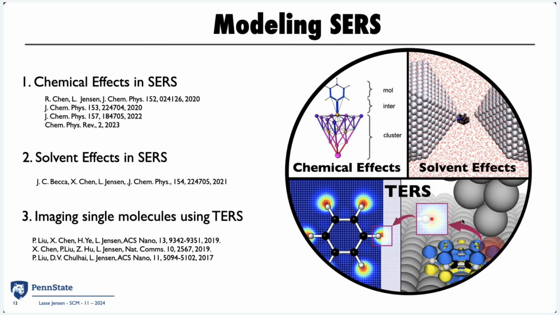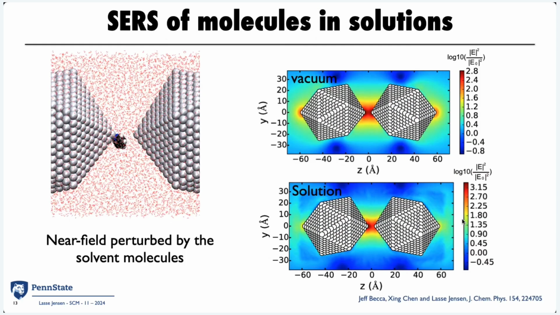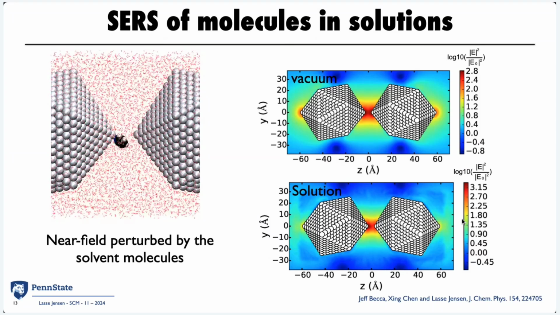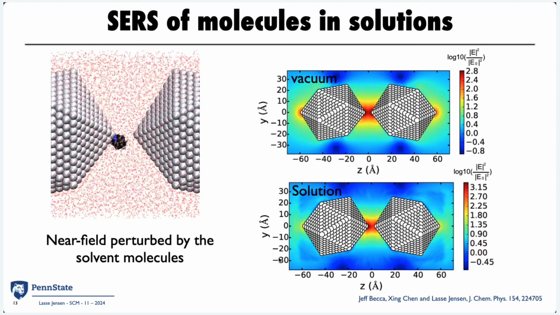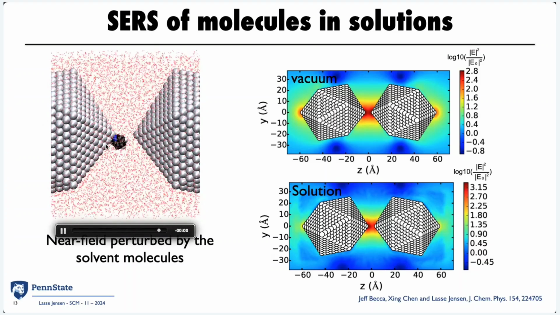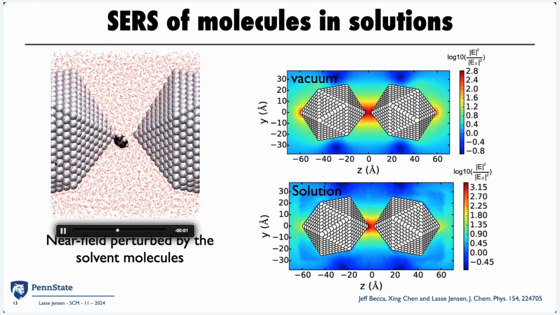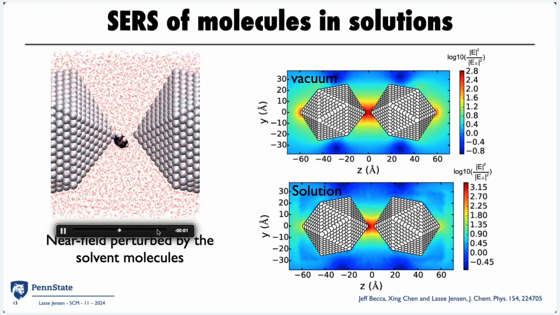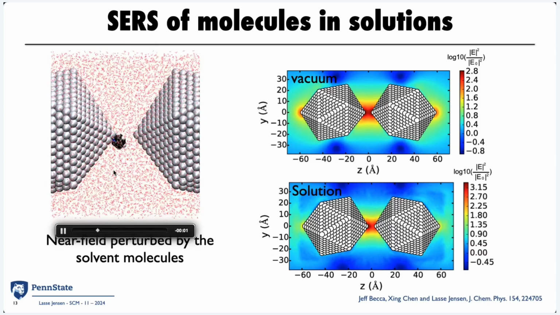Okay. So the second part I'm going to look at here is how do we actually model much larger nanoparticles, and how do we model solvent effects in this. So one of the things that happens when you put a solvent molecule on here, so in this case, we're looking at a pyridine molecule sitting at the tip between two nanoparticles embedded in an aqueous solution. So the whole nanoparticle is embedded in water molecules, okay?